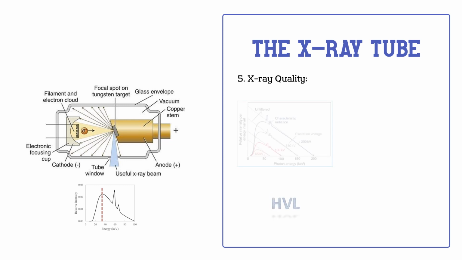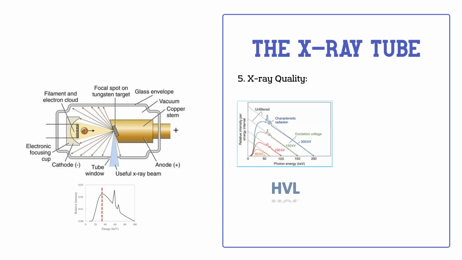Half-value layer is a common term used to describe the beam quality, especially in the diagnostic beams. For therapeutic beams, the TPR 20/10 is one of the terms that can be used to describe the beam quality.